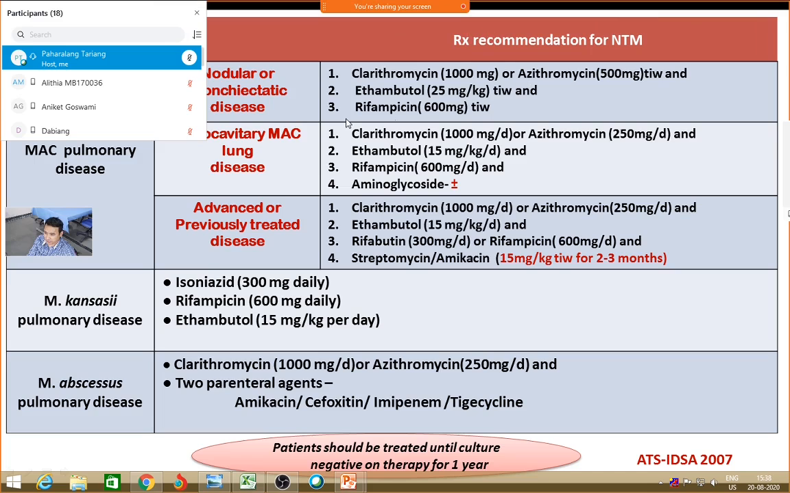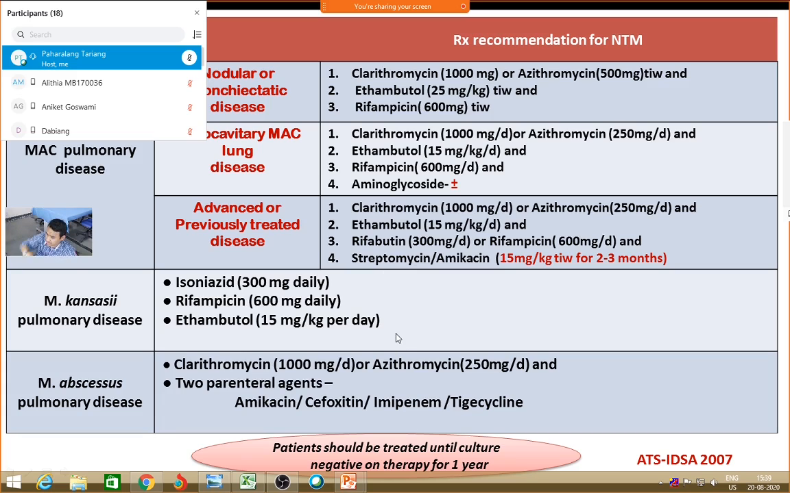This is the treatment recommendation for NTM, MAC pulmonary disease. Whether it's nodular or bronchiectasis disease, you have clarithromycin, ethambutol, rifampicin. Fibrocavitary lung disease, you have clarithromycin, ethambutol, rifampicin, with or without aminoglycoside, depending on how severe the disease is. Advanced or previously treated disease, we can add clarithromycin, ethambutol, rifabutin, and aminoglycoside for at least 2 to 3 months. Here, for advanced or previously treated disease, we have to add at least 4 drugs.